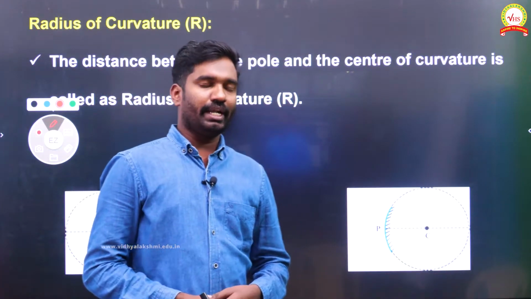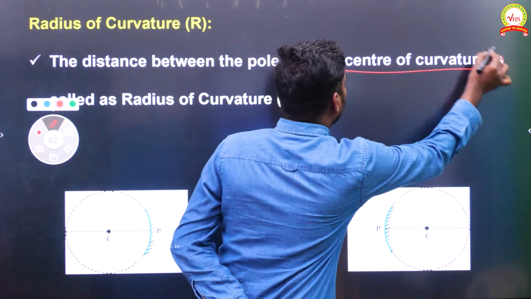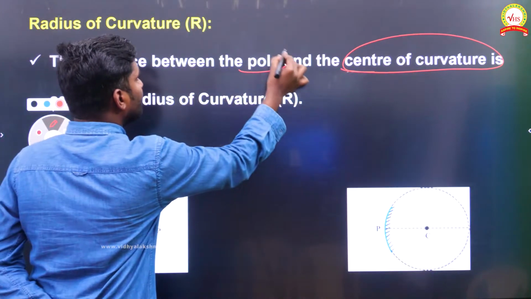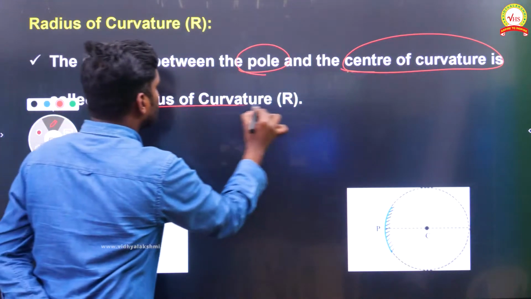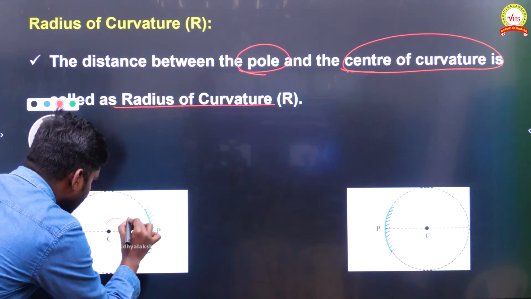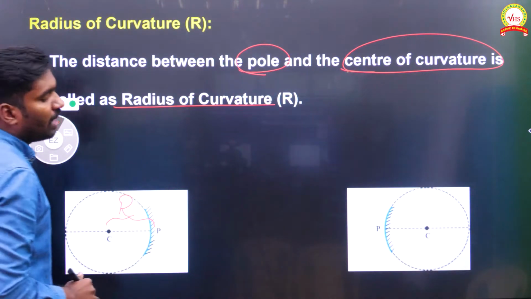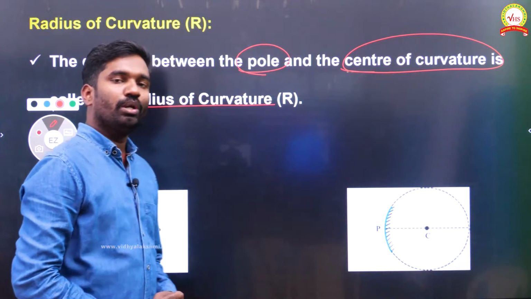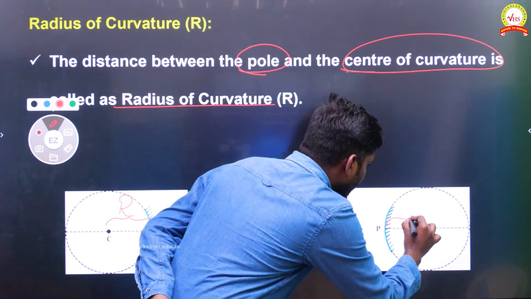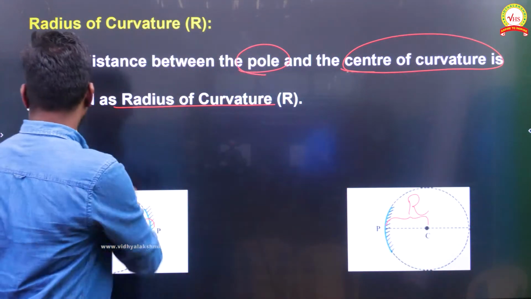And the next term you are having is the radius of curvature. What is the meaning of the term radius of curvature? The distance between the center of curvature and the pole is called the radius of curvature. So the distance between these two, that is the center of curvature and the pole, is called the radius of curvature, and it is denoted by the symbol capital R.